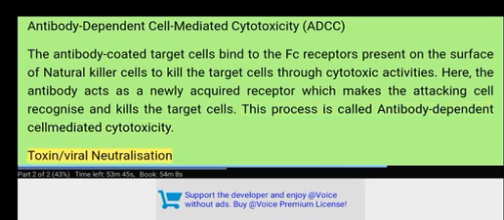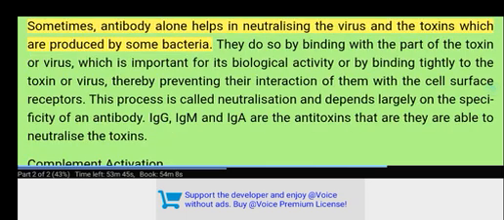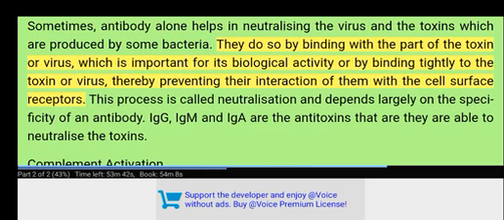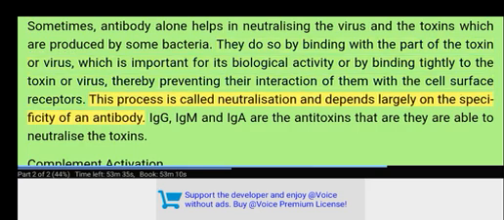Toxin and viral neutralization. Sometimes, antibody alone helps in neutralizing the virus and the toxins which are produced by some bacteria. They do so by binding with the part of the toxin or virus which is important for its biological activity, or by binding tightly to the toxin or virus, thereby preventing their interaction with the cell surface receptors. This process is called neutralization and depends largely on the specificity of an antibody. IgM and IgA are the antitoxins that are able to neutralize the toxins.